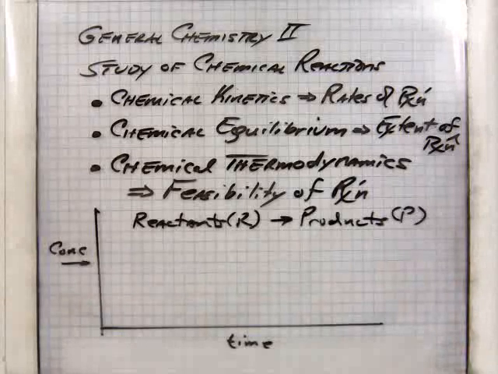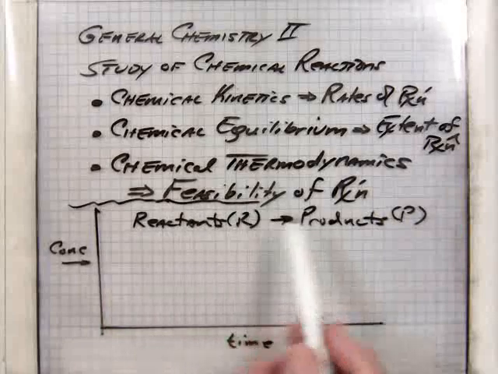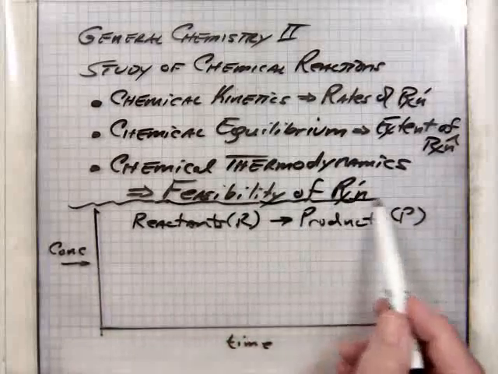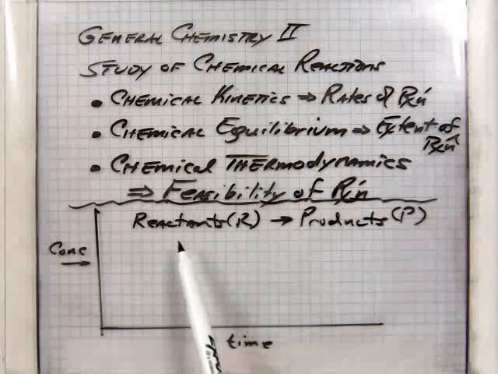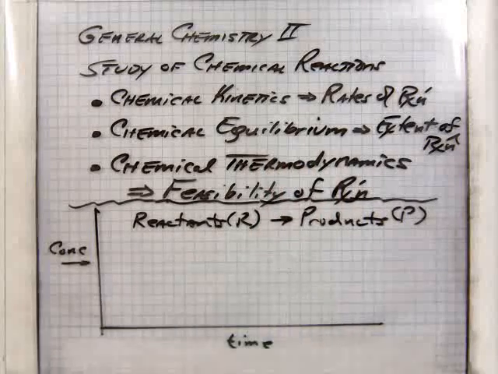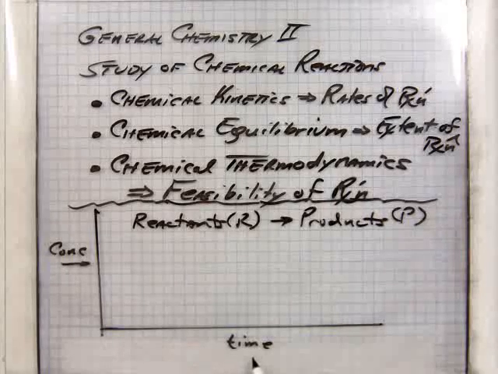Real quick, here we have a little graphic to illustrate how these tie together. And in general, here's a reaction, as you are familiar. Reactants go to products, R for reactant, P for products. And this is concentration changes as a function of time.